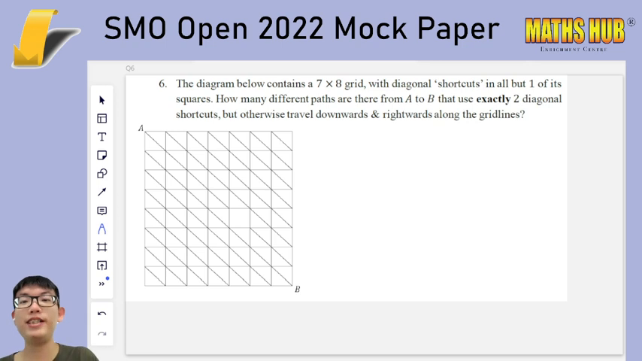Let's begin question 6, which is our first combinatorics problem. We have a diagram here where you're supposed to find the number of paths from A to B. And from A to B, you're supposed to use exactly two of these diagonal shortcuts, but otherwise just go downwards and to the right.